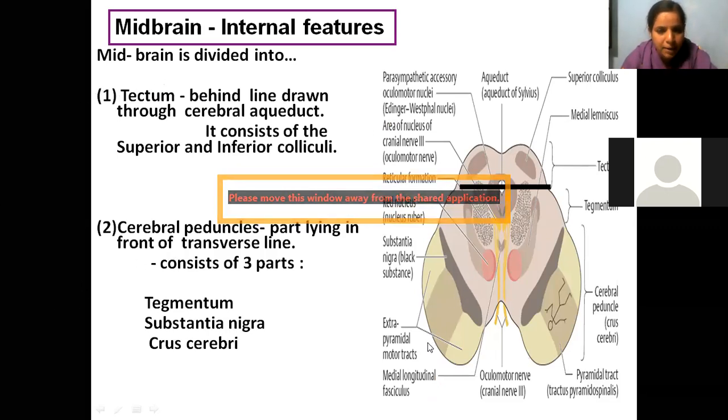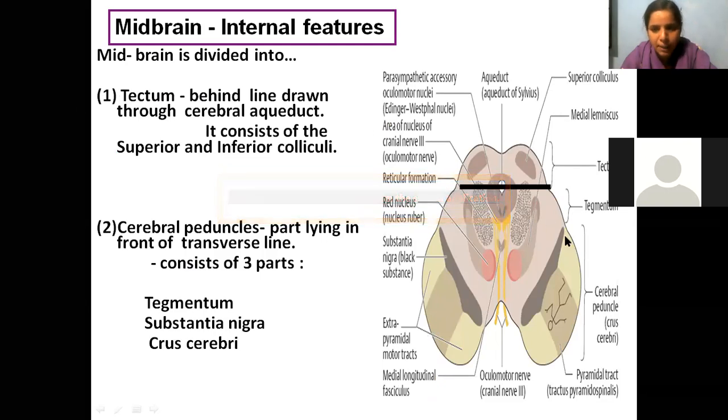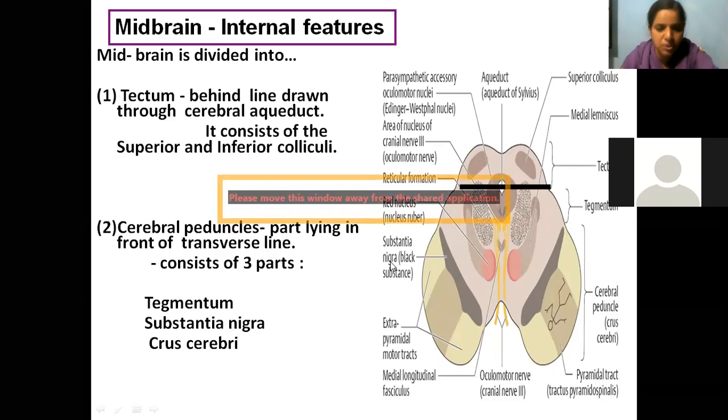See, in the cerebral peduncles also, what are the subdivisions? We have tegmentum. This black area is called substantia nigra. Substantia nigra can itself be a 3 marks or 5 marks question, and this area is nothing but cerebral crus. Okay, please remember, I am repeating. On the posterior aspect, behind, we have tectum. Then on the anterior aspect, we have cerebral peduncles. Cerebral peduncles has three subdivisions: tegmentum, substantia nigra, and crus cerebri.